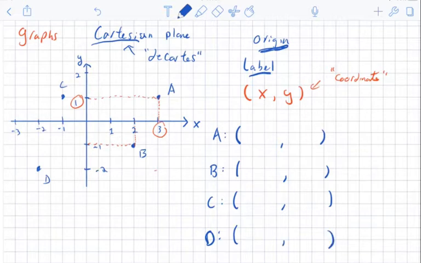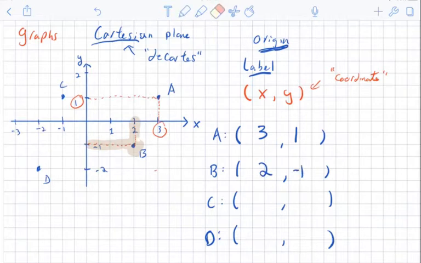Let's go for each of these. So point A, like I said, is at (3, 1). Its x-coordinate is 3, its y-coordinate is 1. Or you can think of it as +3, +1. Point B, you draw a vertical line, its x-coordinate is 2, its y-coordinate is -1. So (2, -1).